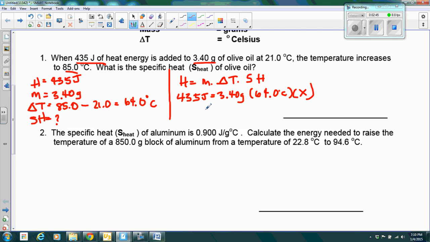If I take a look at everything, I have 3 significant figures, so my answer also needs to be in 3 significant figures, so it's 2.00 joules per gram degrees Celsius. This is still lower than the value for water, which we figured out is 4.18 joules per gram degrees Celsius. So what this is saying is that this olive oil heats up faster than water does. If you were to figure out the time going from 21 to 85 degrees, the oil would heat up much faster than the water would.